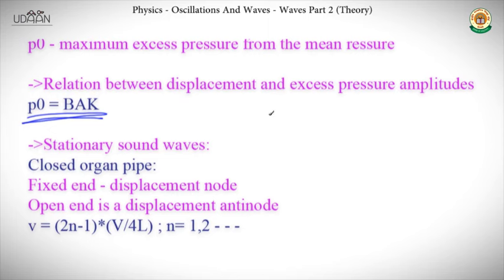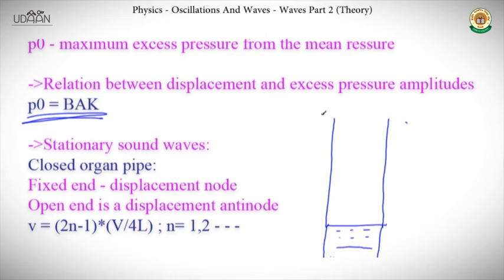So what is a closed organ pipe? A pipe which is this way, with a facility to fill water from the bottom, and this length is adjustable. When we say there is a facility to fill water, we mean that sound will probably not go there. This end is treated as a displacement node. The displacement of the particle at this point is 0.